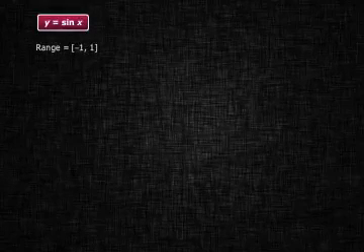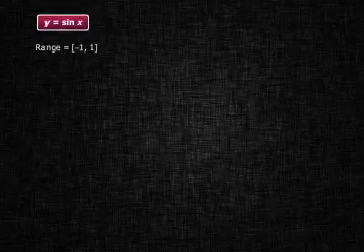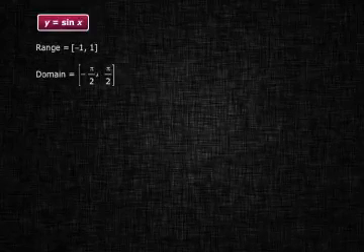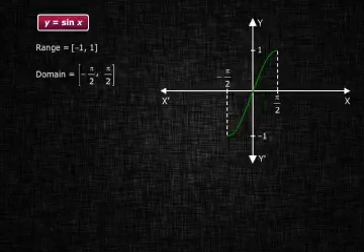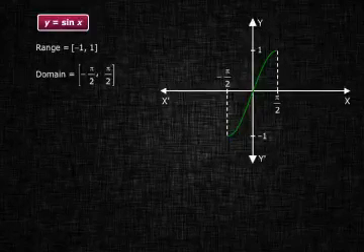Now, let me restrict the domain of sine x. And I restrict it to the closed interval minus pi by 2 to pi by 2. And then I draw this graph. Now, observe the graph carefully. You can notice two important things. Firstly, for distinct values of x, the values of y are also distinct. You see that, right? Now, what does this mean?